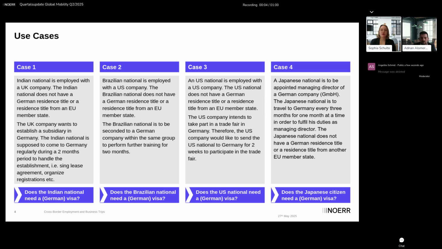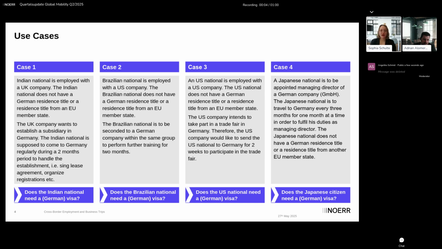Our third case will concern a US national, who is also employed with a US company, and this US national is supposed to come to Germany to take part in a German trade fair in which the US company will have an exhibition stand, and therefore the employee is supposed to come here and look over the stand.